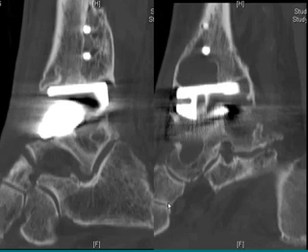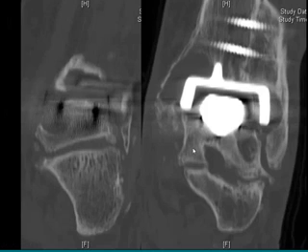Well, when we get a CT scan, you know that we can see a lot more. So now we can see the expansive cyst over in the medial side of the tibia, and then there's a large cyst here in the talus. The calcaneus, again, looks fairly good. These are probably just degenerative cysts and not associated with any polyethylene debris.